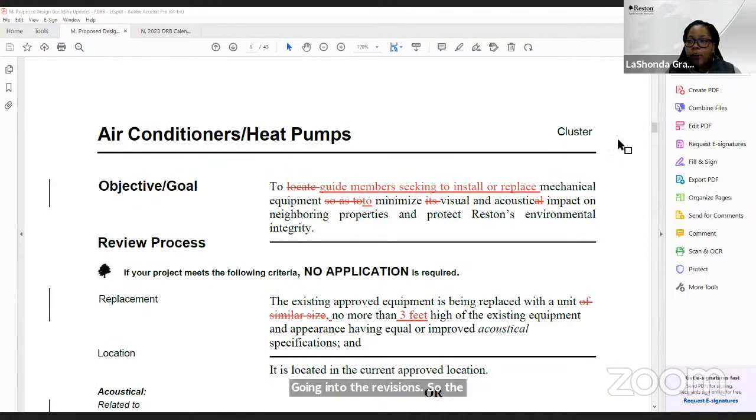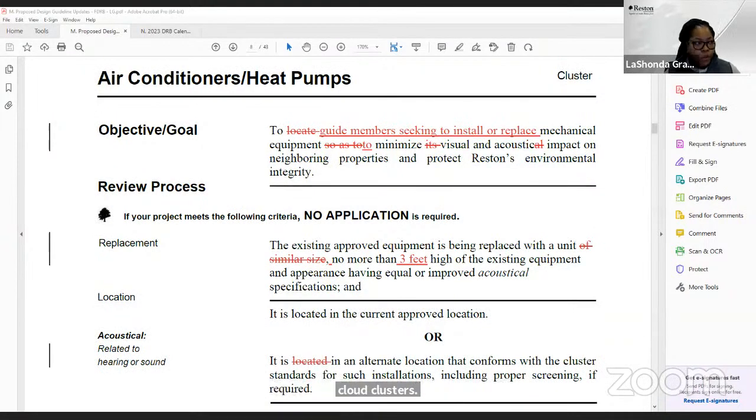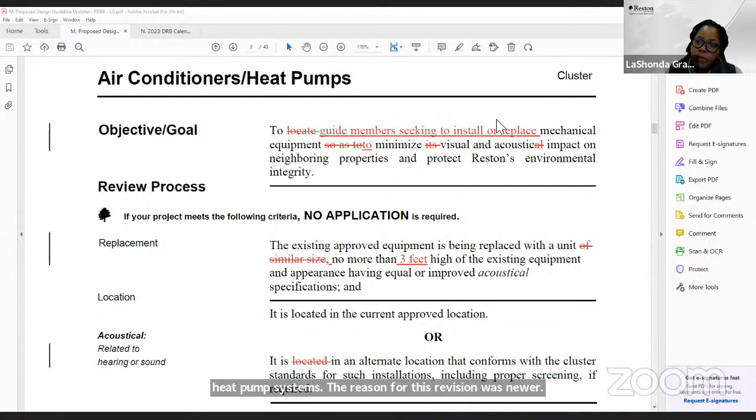So the first one is for clusters. The revision here was to go over HVAC and heat pump systems. The reason for this revision was newer replacements are larger than the older units, so the suggested revision was that the replacement units be no more than 3 feet higher than the existing equipment.